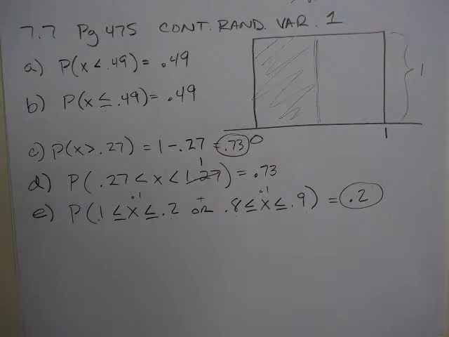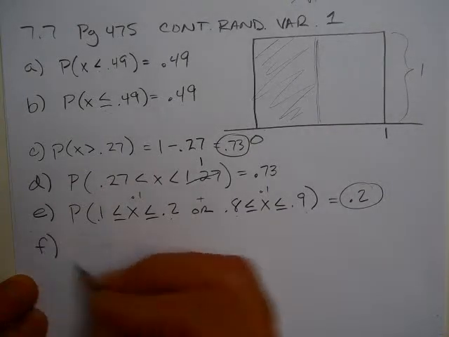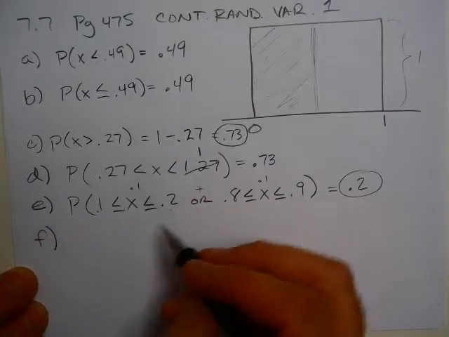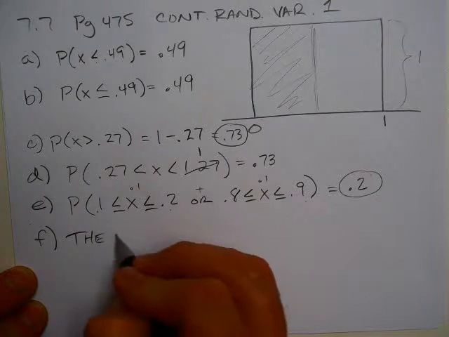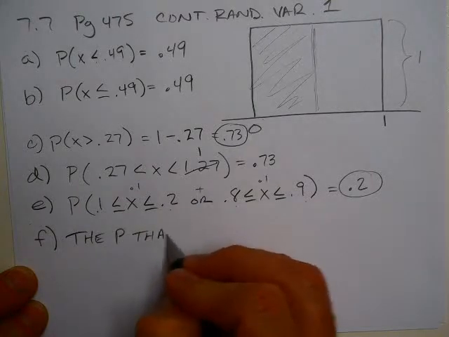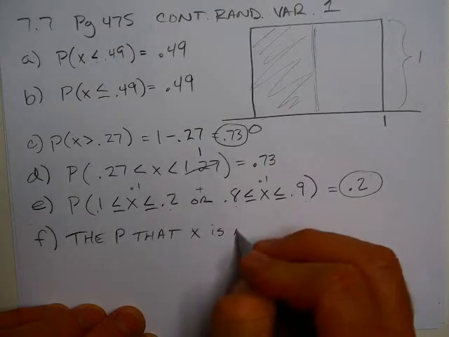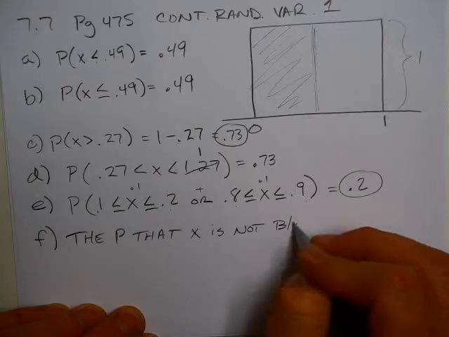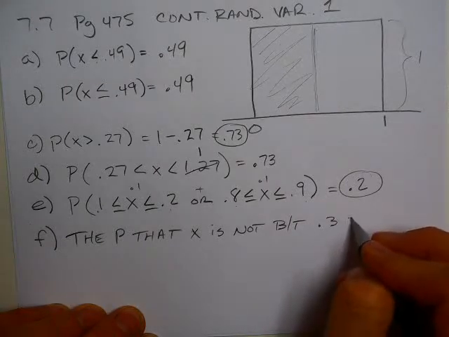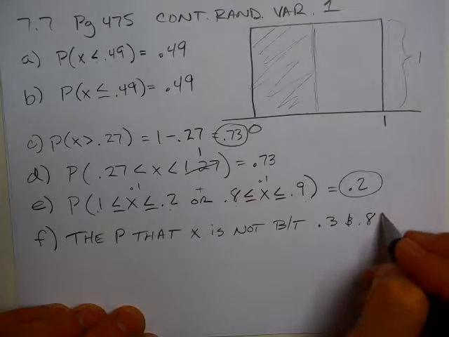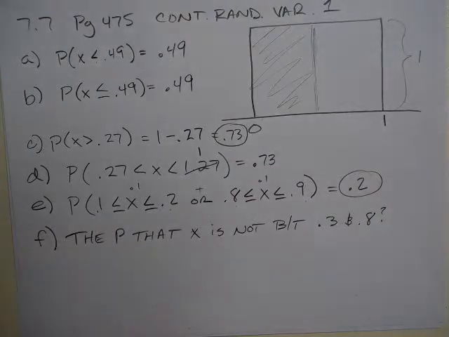We have two more, F and E. F. F asks us, the probability that x is not between 0.3 and 0.8. Well, how much area is between 0.3 and 0.8? 0.5. So how much area must not be between? Yeah, 0.5.